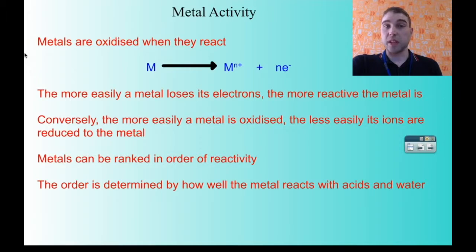So metals are usually fairly reactive and they oxidize when they react. So here we have a metal, it's going to metal ions and it's producing a certain number of electrons. The more easily it does this, the more reactive the metal is. And conversely, the more easily it produces electrons, the more difficult it is to reduce the ions of the metal. So going back the other way can be quite problematic if it's a very reactive metal. And we can rank our metals in order of reactivity in terms of how they react and how easy they are to oxidize or reduce their ions.